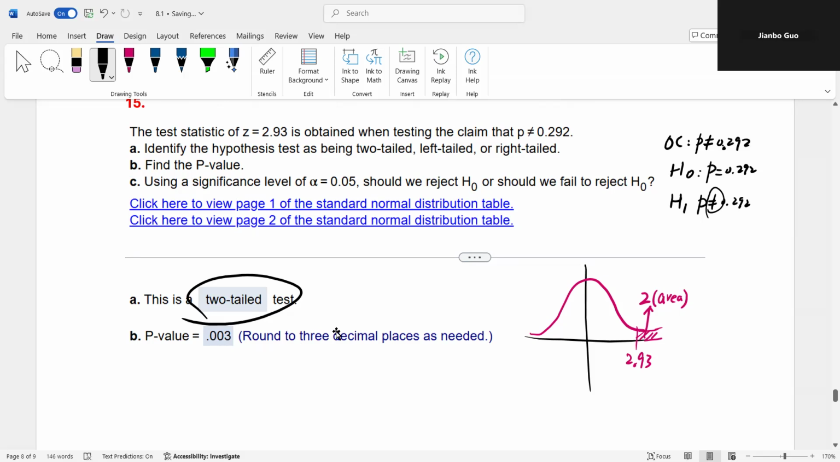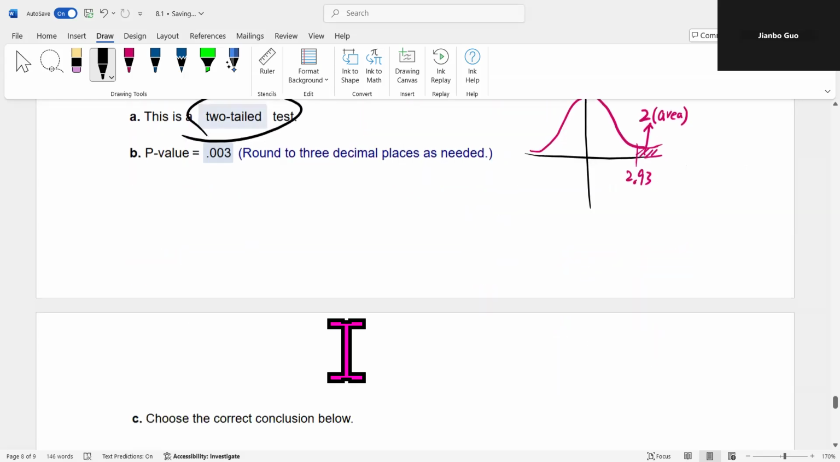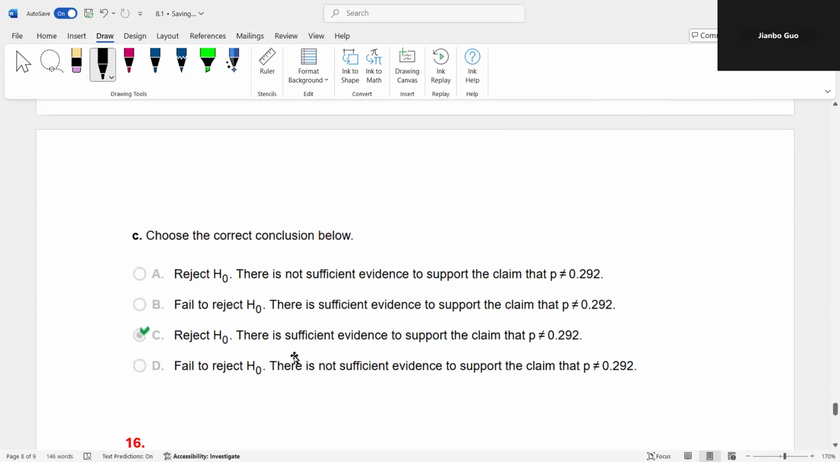And in this case, we got 0.003, and the significance value is 0.05. Since the p-value is low, null must go. So we decide to reject the null, and conclude there's sufficient evidence to support the alternative, which is the original claim. Hope the explanation helps you to understand the idea of using p-value to make a decision about the hypothesis test.